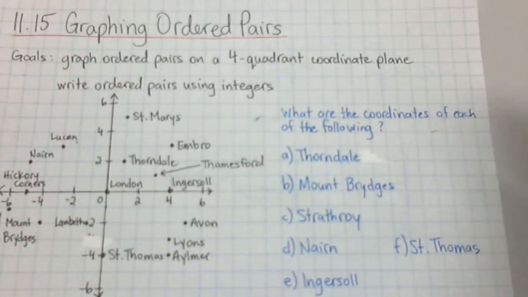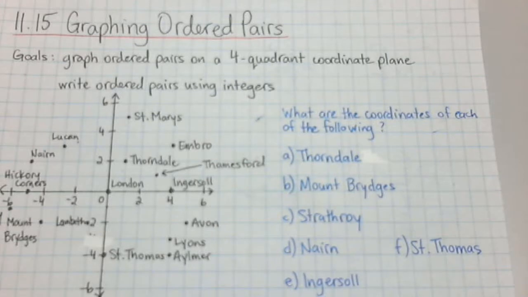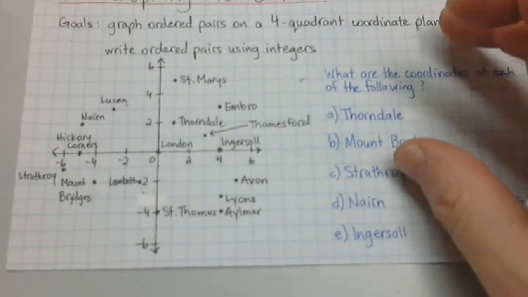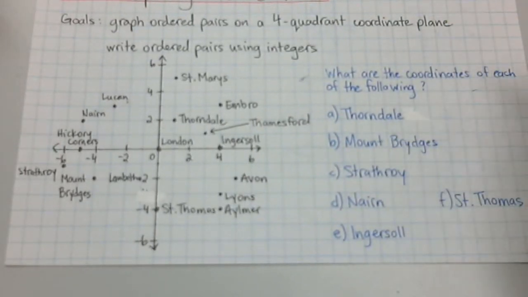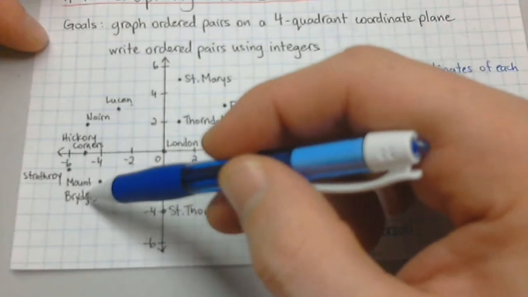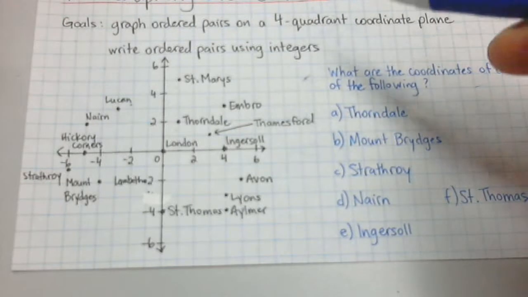Our goals for graphing ordered pairs are to graph ordered pairs on a 4-quadrant coordinate plane, and then to write ordered pairs using integers, which means that we're back using positive and negative numbers, like from a couple of units ago. We haven't really talked about them too much, but they're back, and we need to remember how to use them properly. Okay. Now, this is a really simplified map of sort of southwestern Ontario. This is sort of the region that I grew up in, and so you have communities like St. Mary's and London and St. Thomas and Aylmer, Mount Bridges and Strathroy, Lucan, a couple other places.